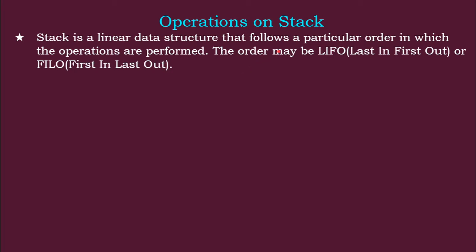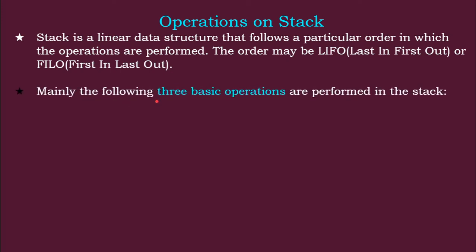That is the order of transacting or accessing the elements. So it is a linear data structure that follows a particular order in which the operations are performed. The order is either LIFO or FILO. Mainly, the following three basic operations are performed in the stack.